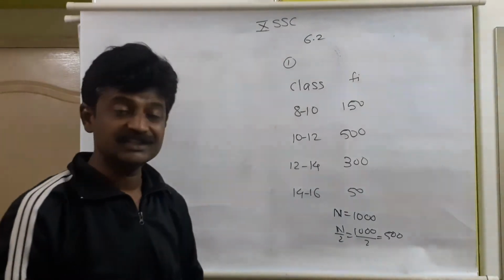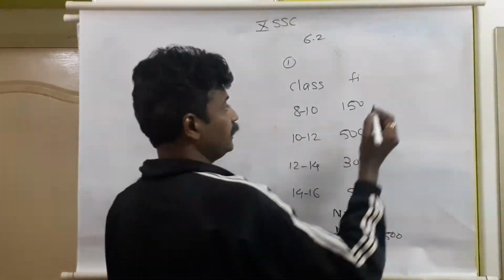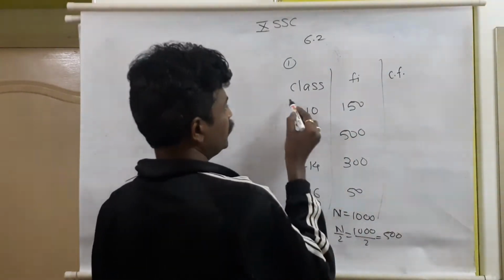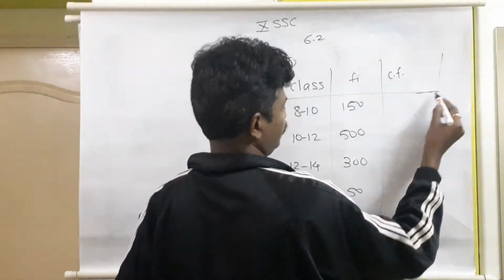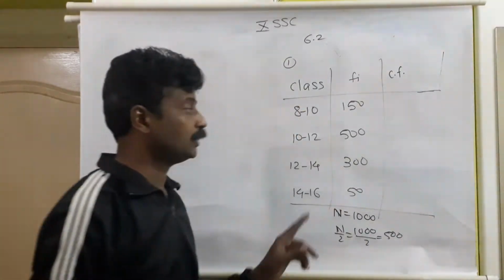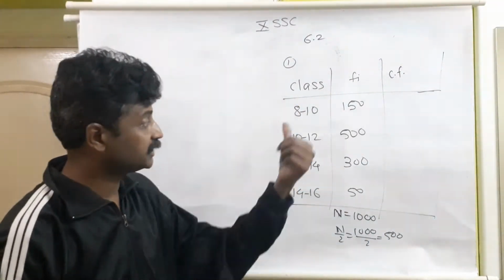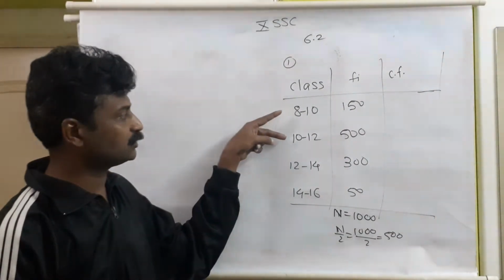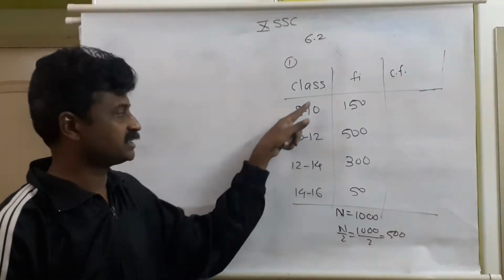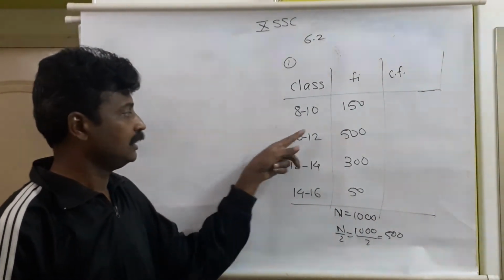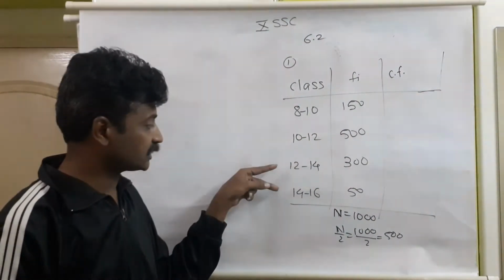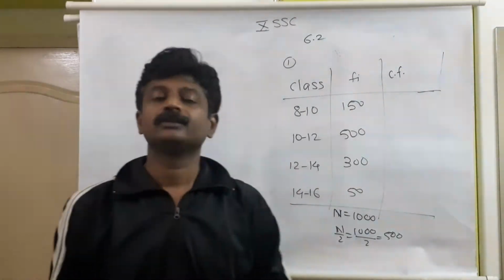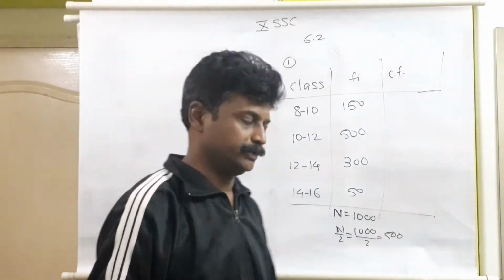Now CF, cumulative frequency of less than type, that is the third column. So first is class, second is frequency, and next is CF, cumulative frequency. Here one column is missing, that is continuous classes, because in the given information the classes are already continuous. Two successive classes, upper limit and lower limit, 10 and 10, are the same, so the classes are continuous. Not necessary to again make them continuous.